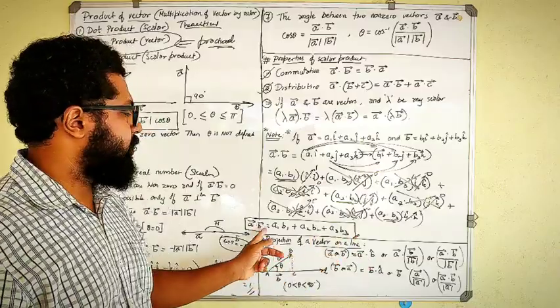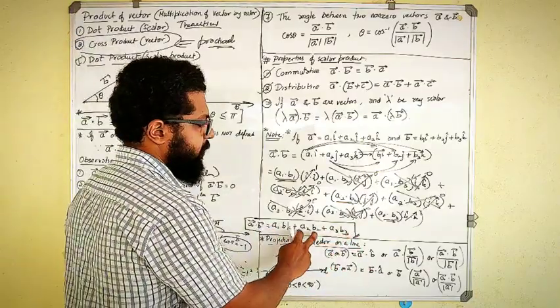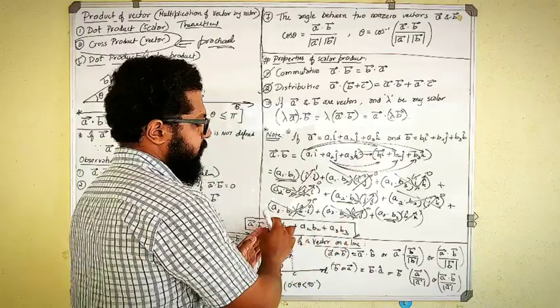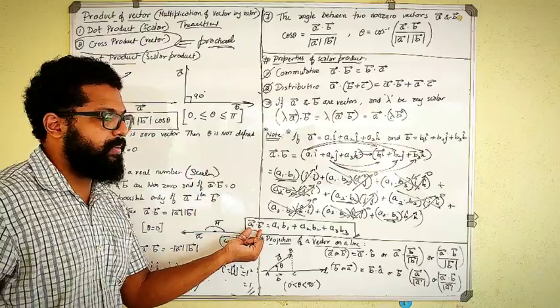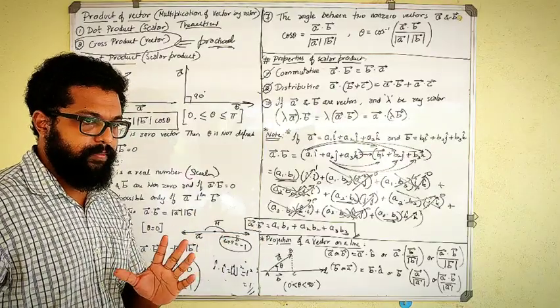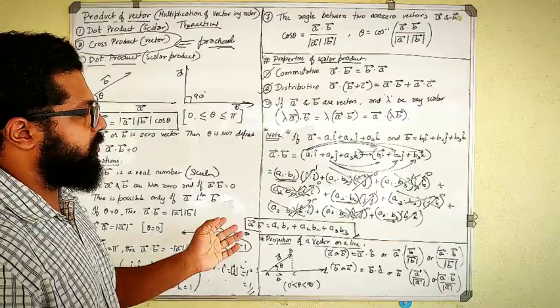This obviously will be in numbers, correct? When I multiply two numbers, then add them, multiply, add them, this will be a number itself, which means it is a real number. So a dot b is a real number and it is a scalar. So this is the formula which you will need in order to solve the problems.